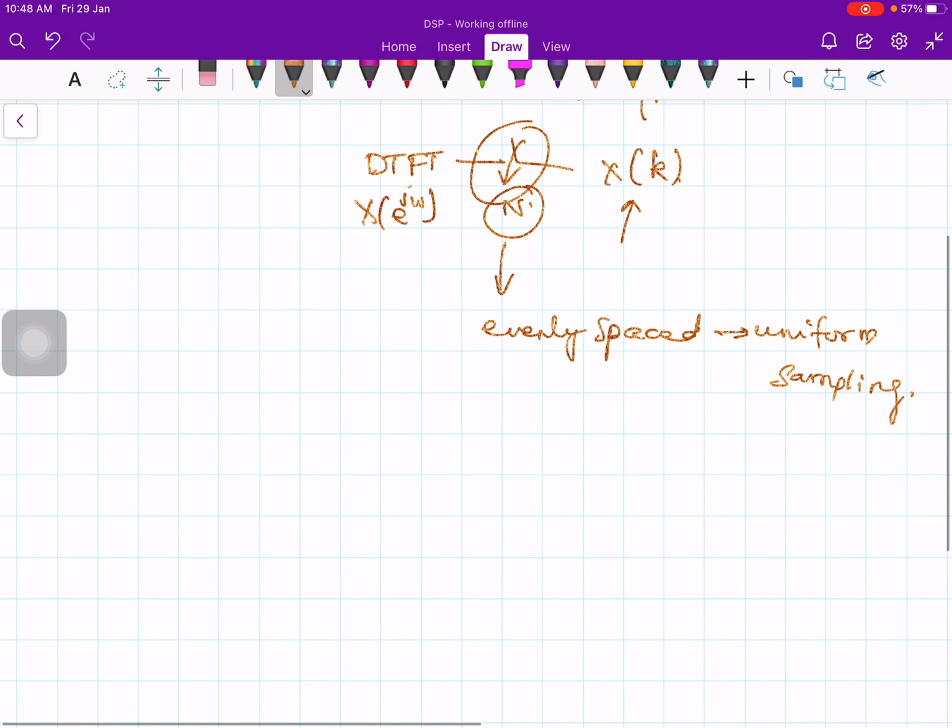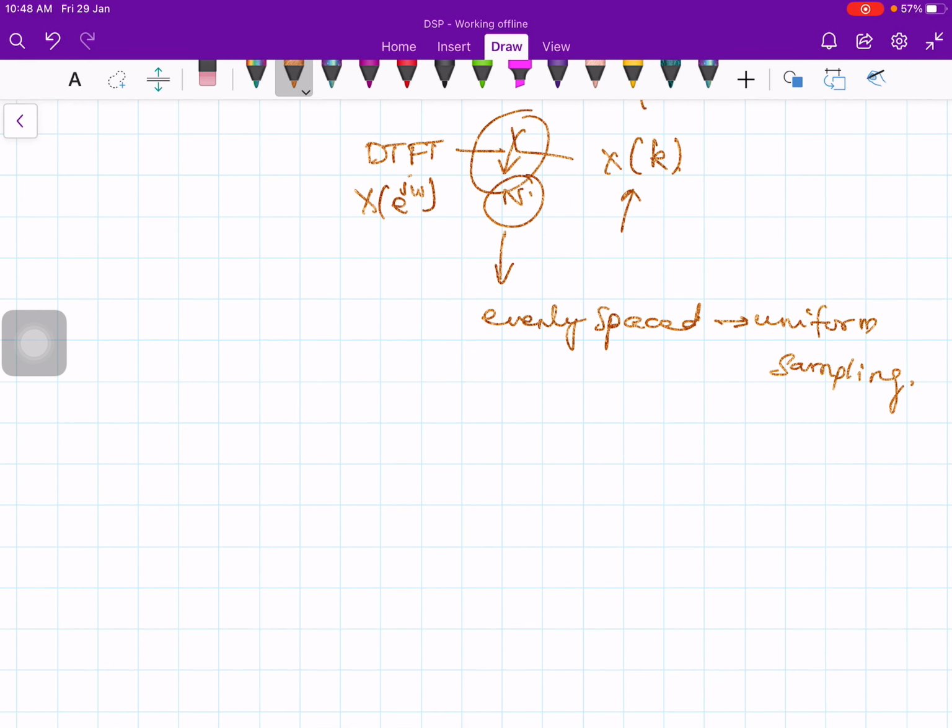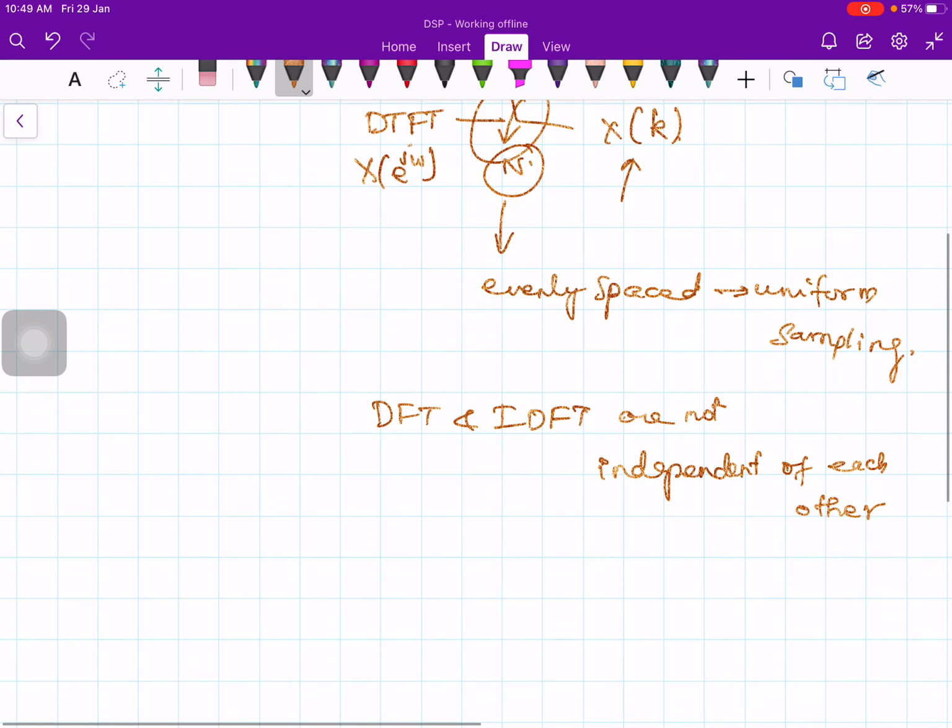We also stated the formulas for DFT and IDFT and emphasized that one follows from the other. The two are not independent of each other. They are one-to-one transformations, and we sketched the proof of the inverse discrete Fourier transform.